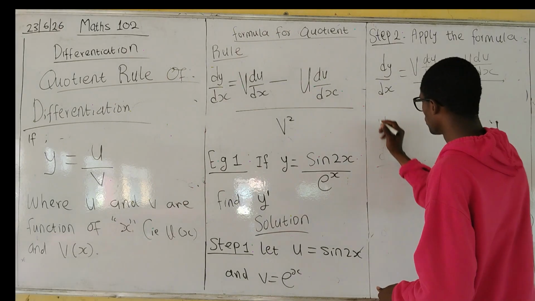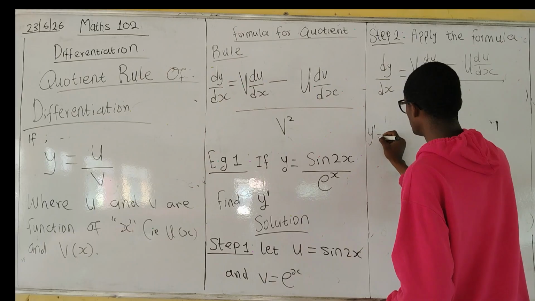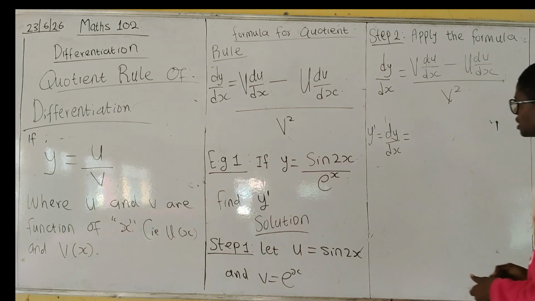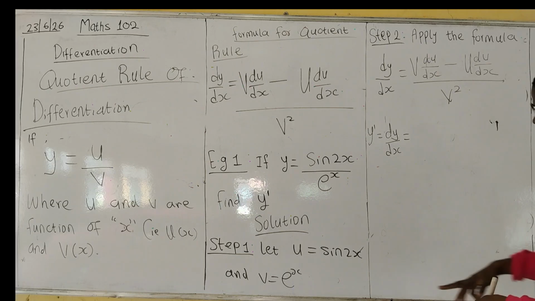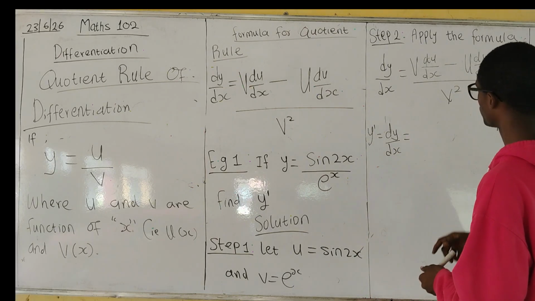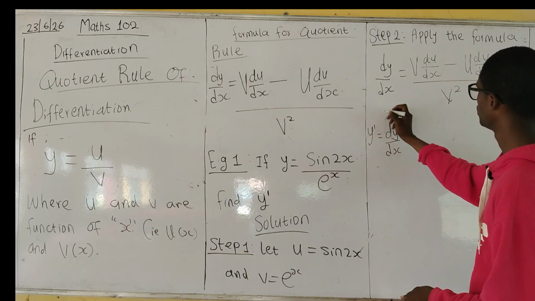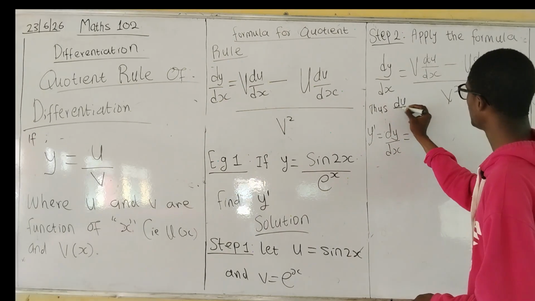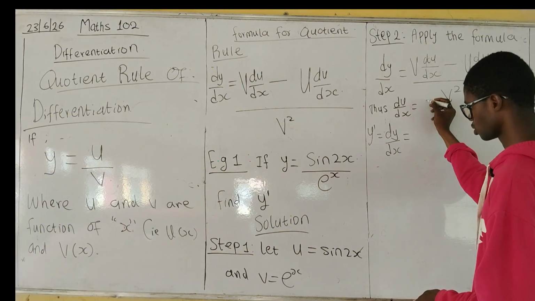So what will y prime give us, which is dy/dx? So we agree. What will it give us? What's our v? We know our v. But do we know our du/dx? We should have done that also. Let's do it here. Thus, we have that our du/dx will give you what?